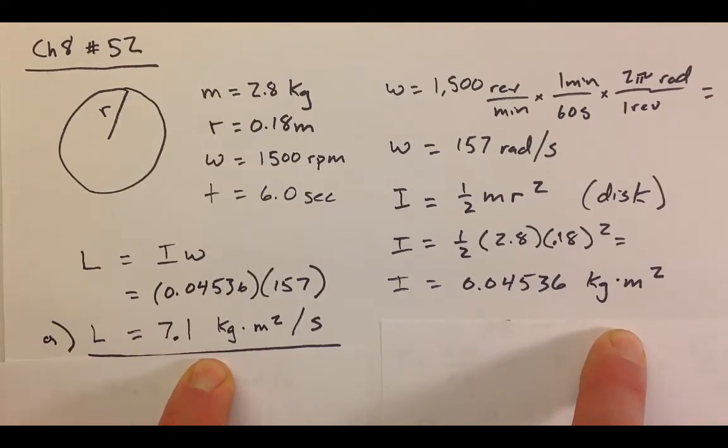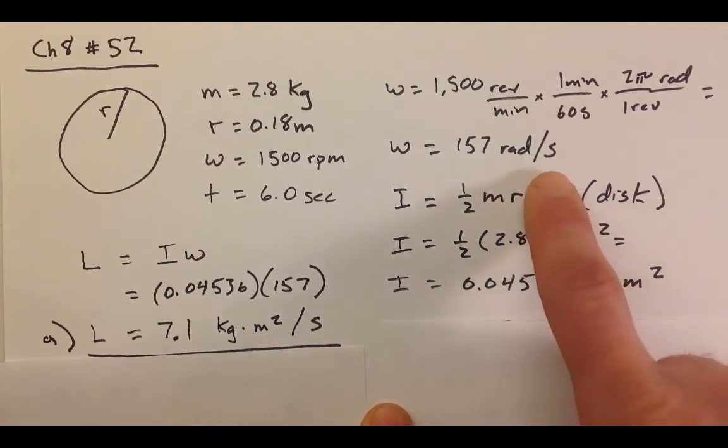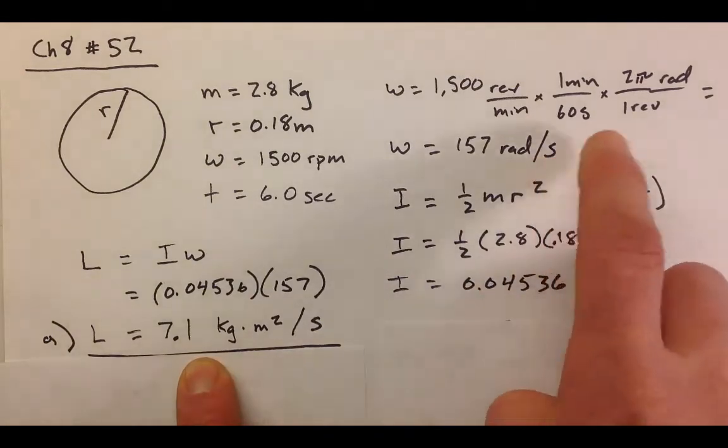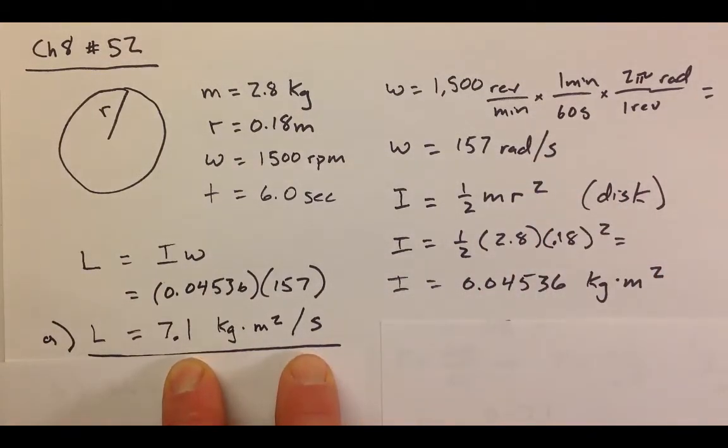angular momentum. Notice the units here, kilograms times meters squared per second. Remember, whenever you're labeling units, radians is kind of a dimensionless unit, so you don't have to necessarily include that unless you're talking about an angular speed. So yeah, that's our angular momentum of this spinning wheel. All right. Okay, 7.1 kilograms times meters squared per second.